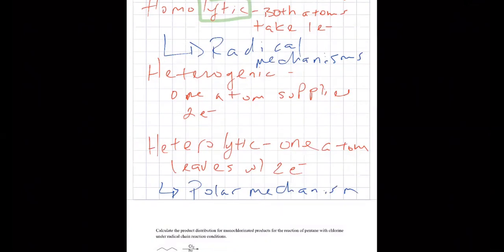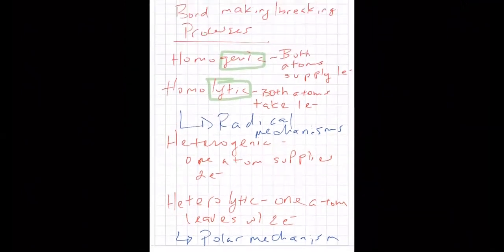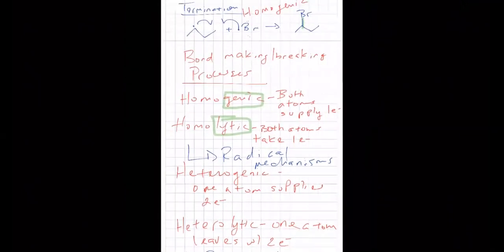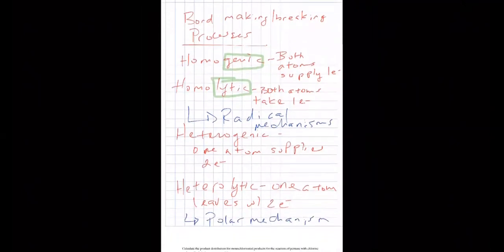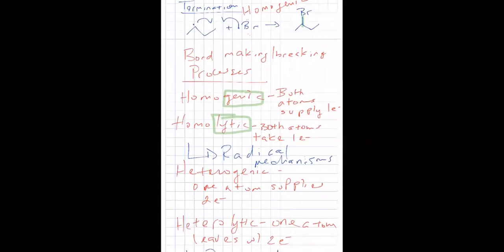Right, so polar and radical, those are the two main mechanisms that we're going to be dealing with in this section. So something can be homogenic or lytic, that's going to be radical. Heterogenic or lytic is going to be polar. All of that we just went through was for that substitution because it was a radical substitution. It wasn't polar. Right, so it was not direct substitution.